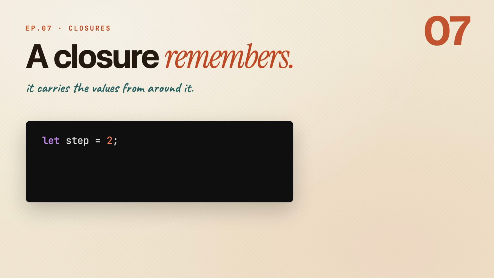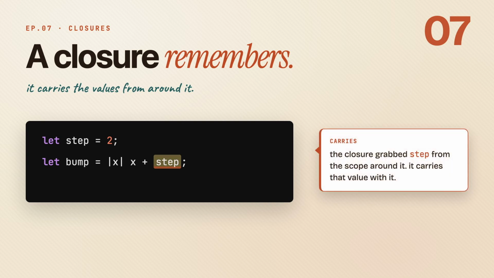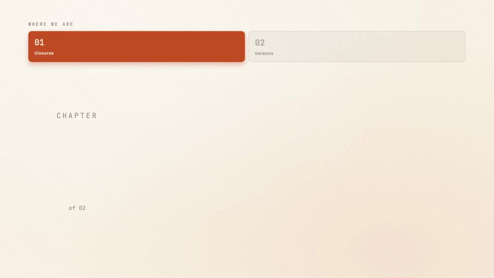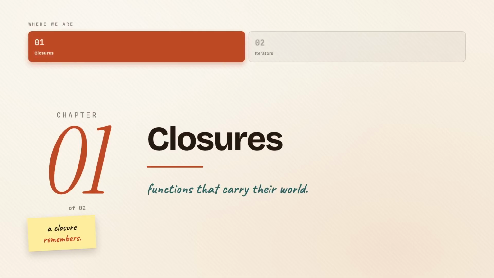Here's a value, step, and here's a tiny function that uses it. Bump never declared step. It reached out and grabbed it from the scope around it. Now you can call bump like any function, and it's still going to remember the step, and that is closure. Let's dig more into closures.